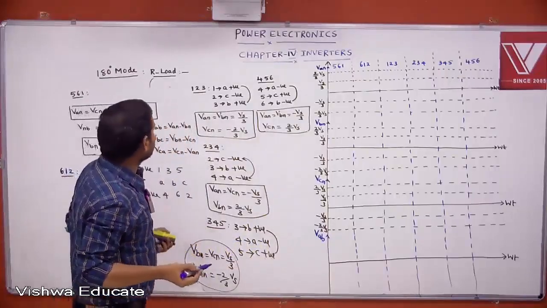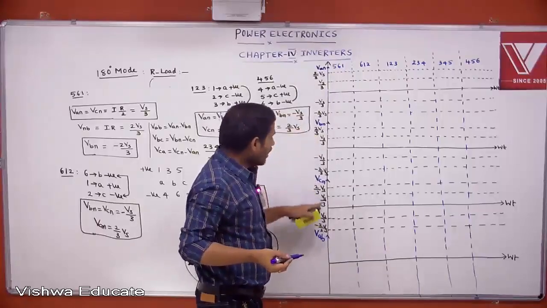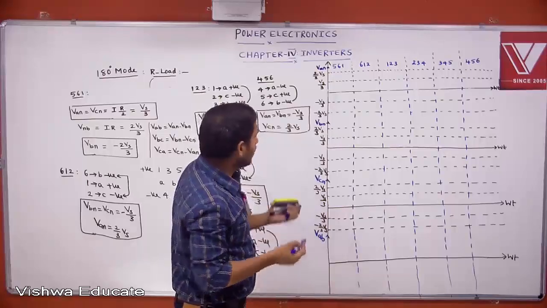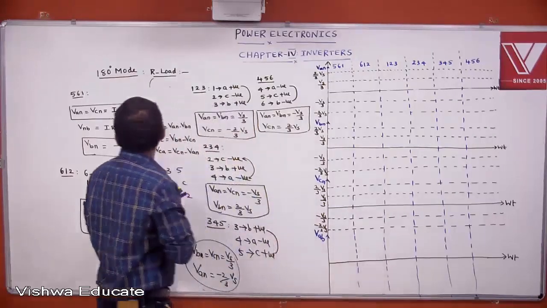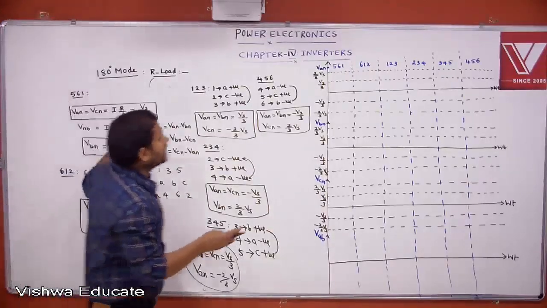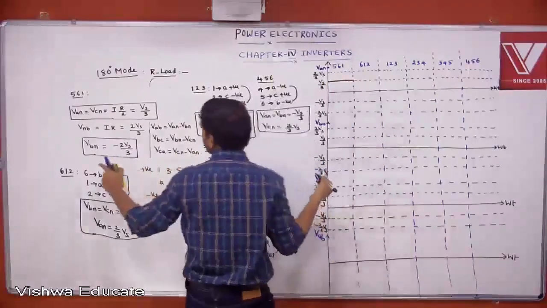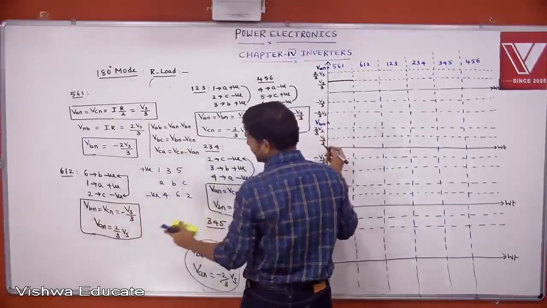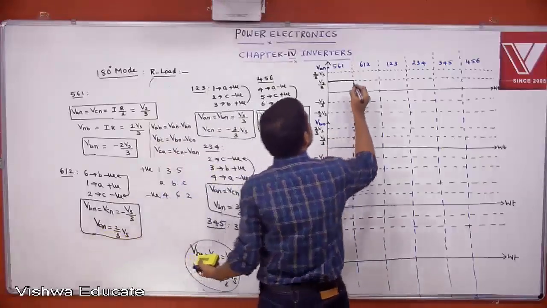Now tell me. First I am drawing A phase, next B phase, next C phase. Once you know the A phase, B phase, C phase, then we can draw the line voltage waveform. Okay? You tell me. If 561 is conducting, what is the A phase voltage? A phase voltage equal to Vs by 3. Next, 612 is conducting. What is the A phase voltage? Minus Vs by 3. 612 is conducting. What is the A phase voltage? 2 by 3 Vs.